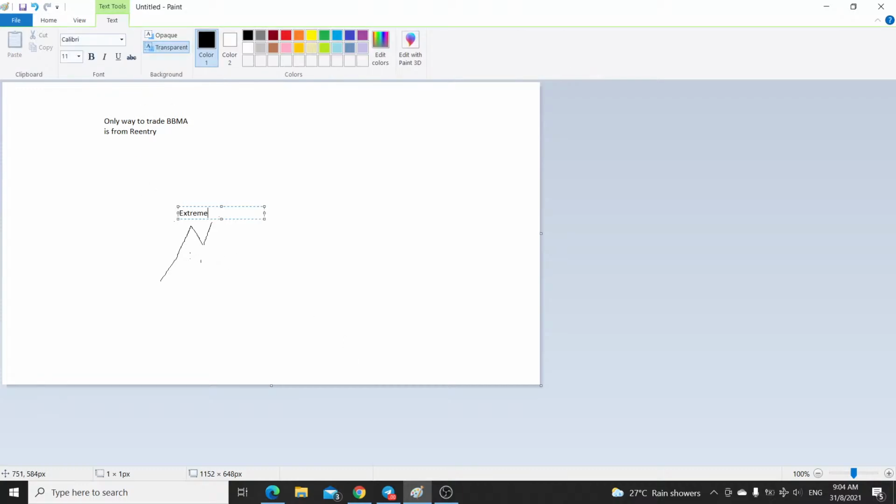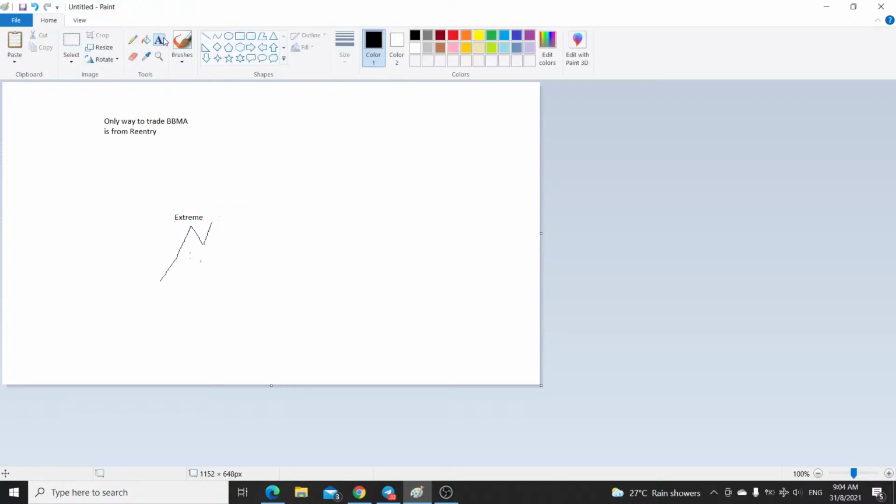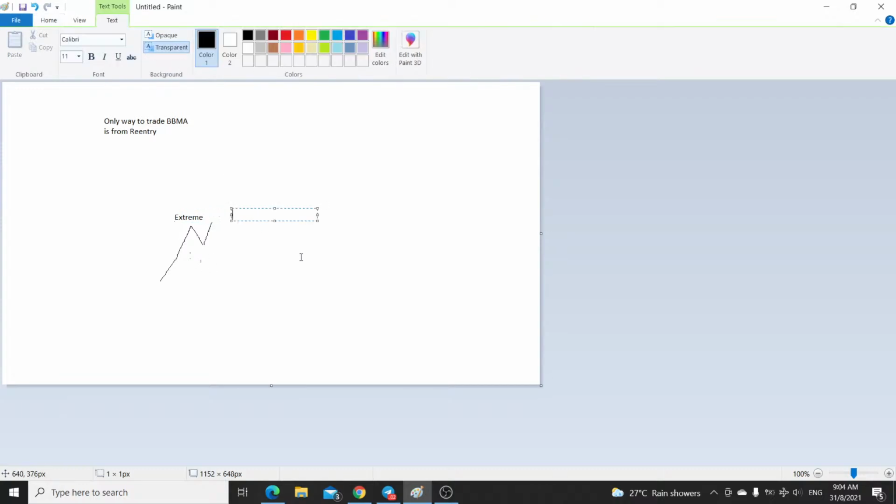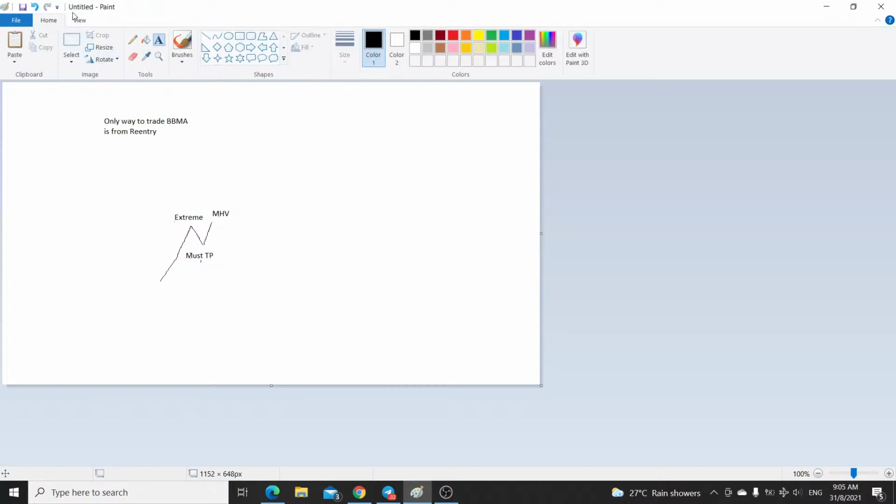This extreme here, MHB, and then you have this must take profit here. So basically this is a market structure. So you understand the market structure.